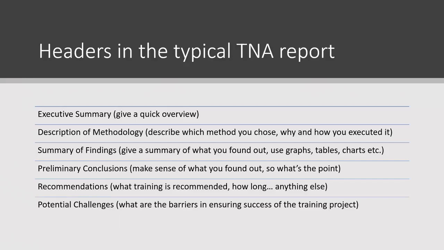Summary of findings. So what did you find out? Give graphs, tables, charts. If you have a lot of thematic analysis that you've done, you might want to give a word map or themes, how they relate to each other. You can find new and interesting visual ways of representing that. Then preliminary conclusions: what you found out, what's the point of what you found out, and therefore recommendations. What do you recommend?